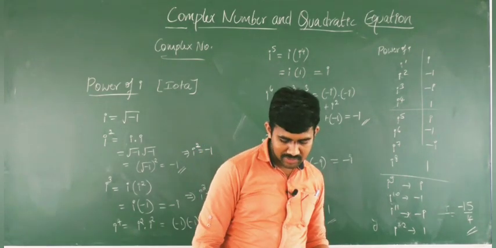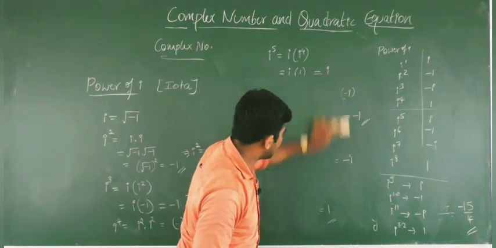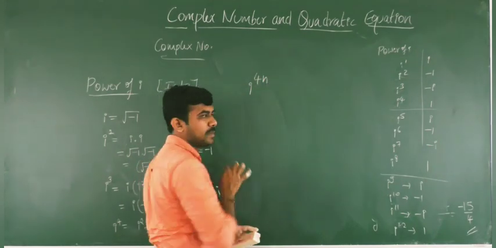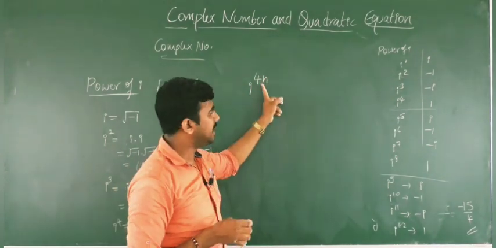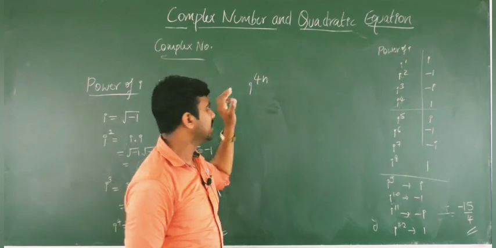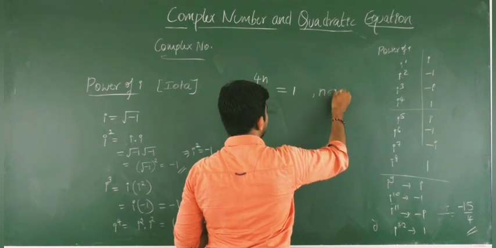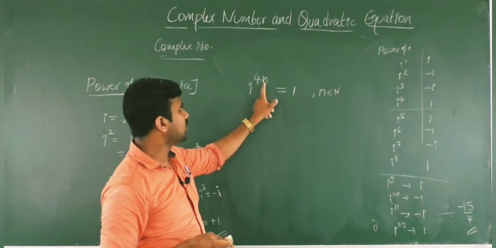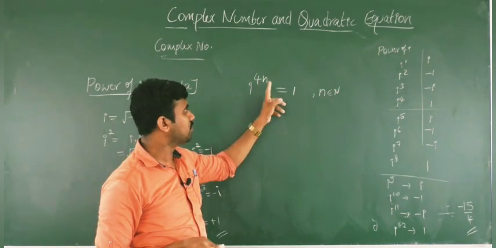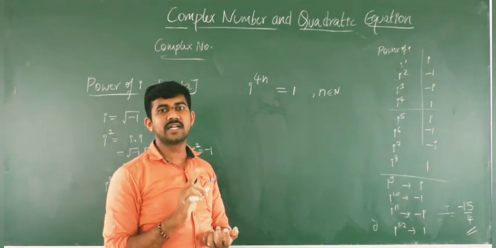So where do you get 1? Look here. The value is 1 when the power of i is a multiple of 4, like 4, 8, 12, 16, 20, 24, 28. If you have this, then its value is always 1, where n is a natural number. So i to the power 4n is always equal to 1, remember it. i to the power 4 is 1, i to the power 8 is 1, i to the power 12 is 1, i to the power 16 is 1, like this it continues.